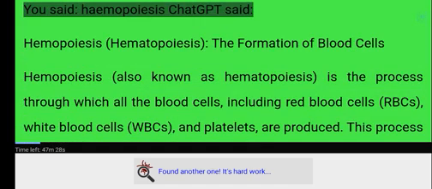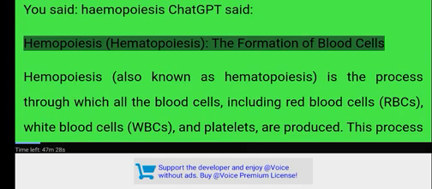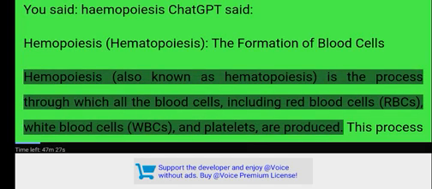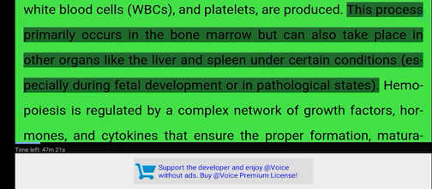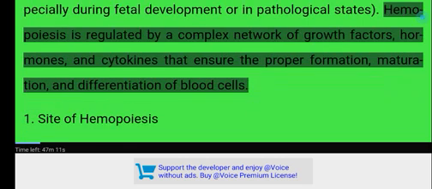Hemopoiesis. Hematopoiesis, the formation of blood cells. Hematopoiesis, also known as hemopoiesis, is the process through which all the blood cells, including red blood cells, RBCs, white blood cells, WBCs, and platelets, are produced. This process primarily occurs in the bone marrow but can also take place in other organs like the liver and spleen under certain conditions, especially during fetal development or in pathological states. Hematopoiesis is regulated by a complex network of growth factors, hormones, and cytokines that ensure the proper formation, maturation, and differentiation of blood cells.